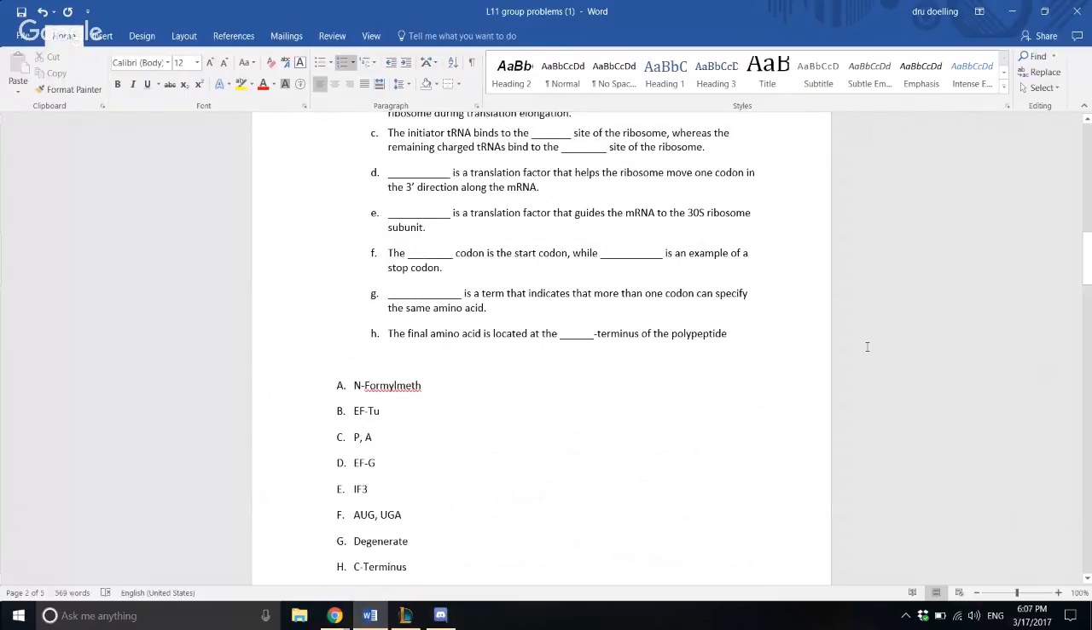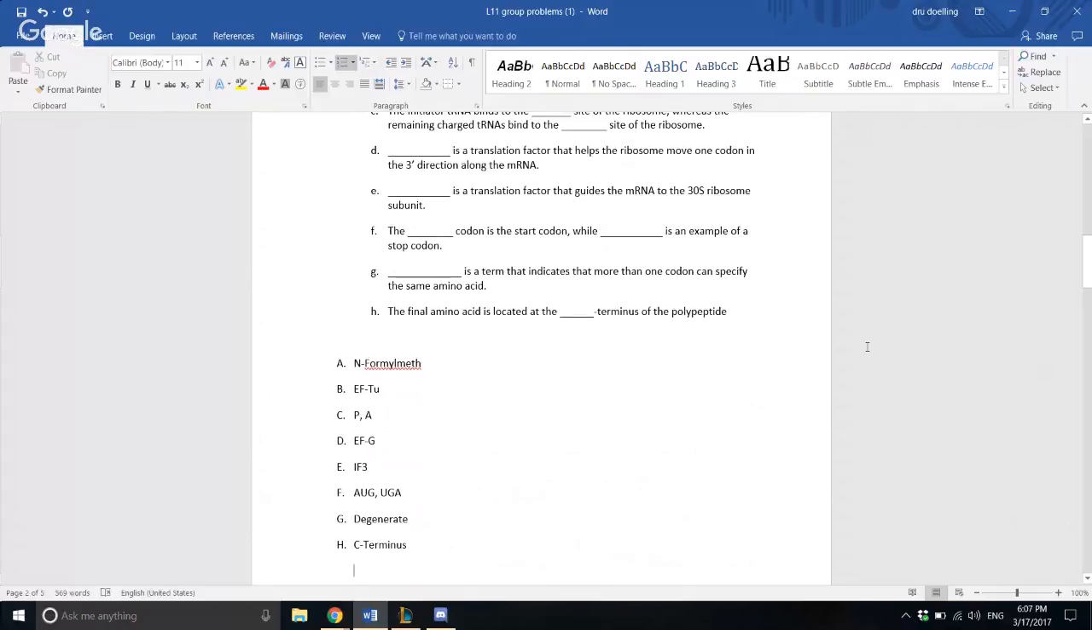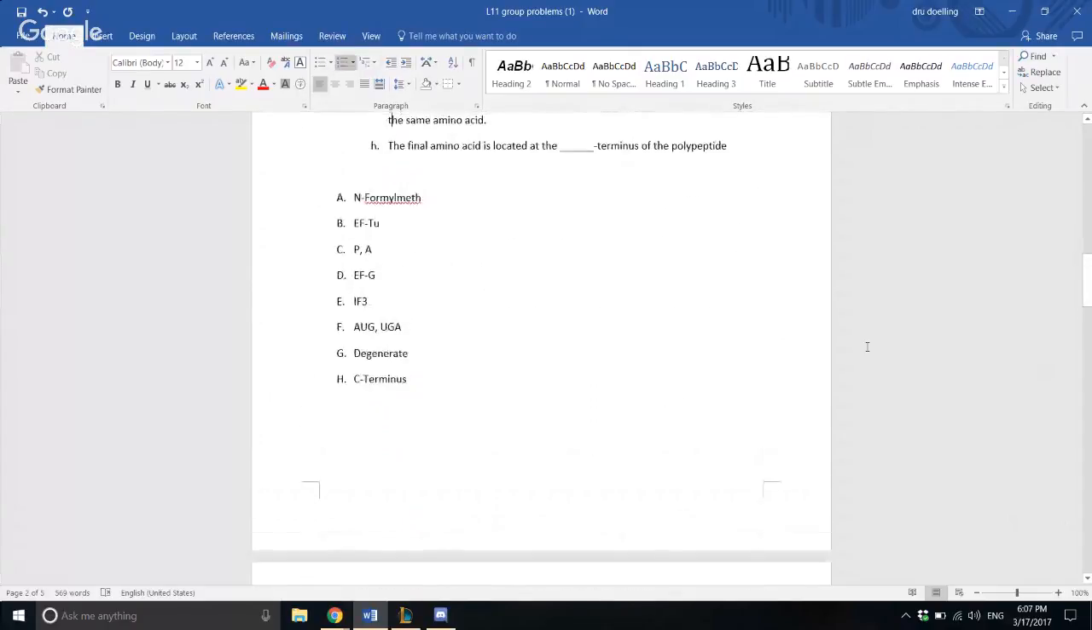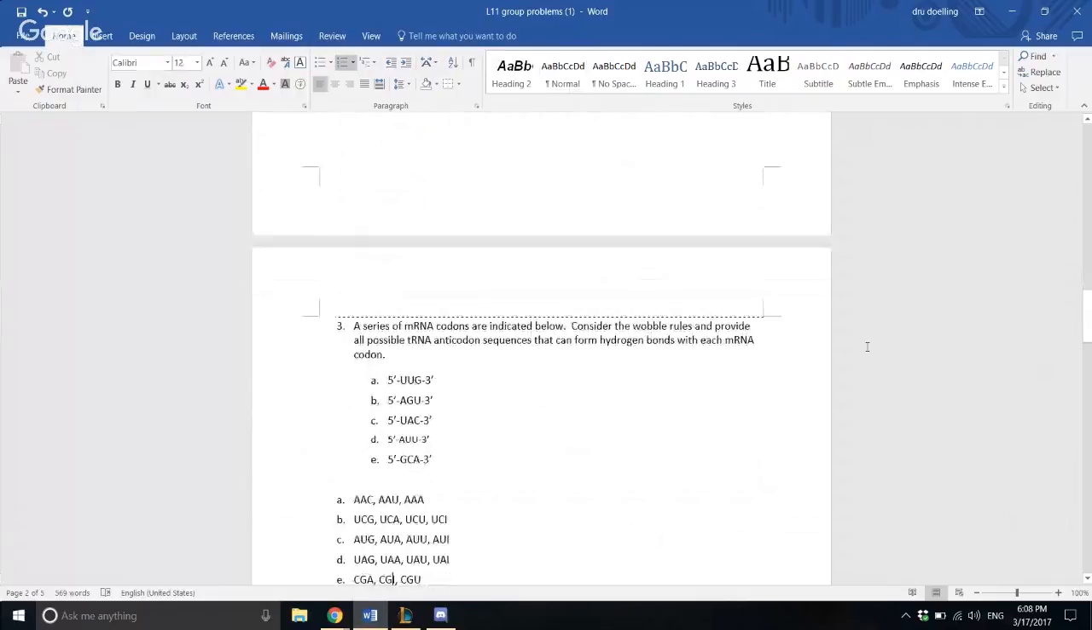IF3 is a translation factor that guides the mRNA to the 30S ribosome subunit. The AUG codon is the start codon, while the UGA is an example of a stop codon. Degenerate is a term that indicates more than one codon can specify the same amino acid. The final amino acid is located at the C terminus of the polypeptide. These ones are fun.